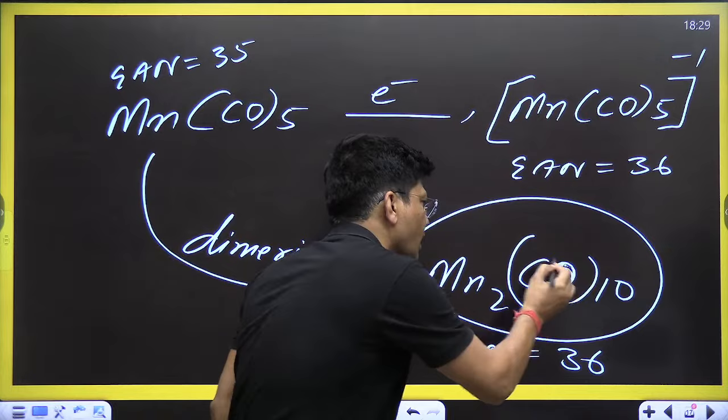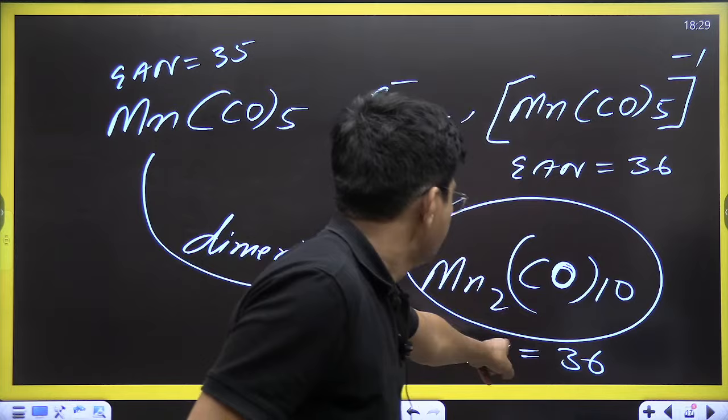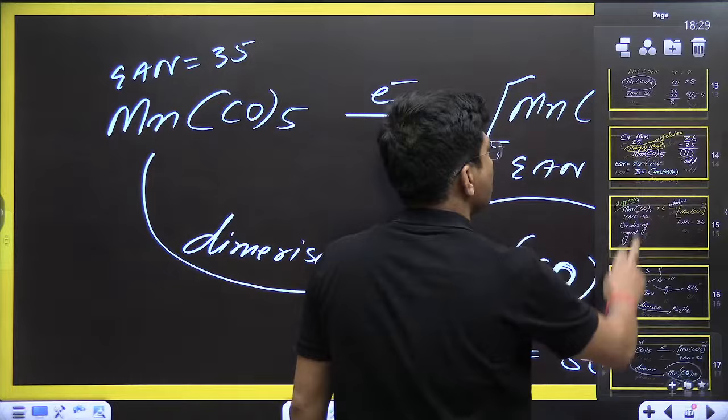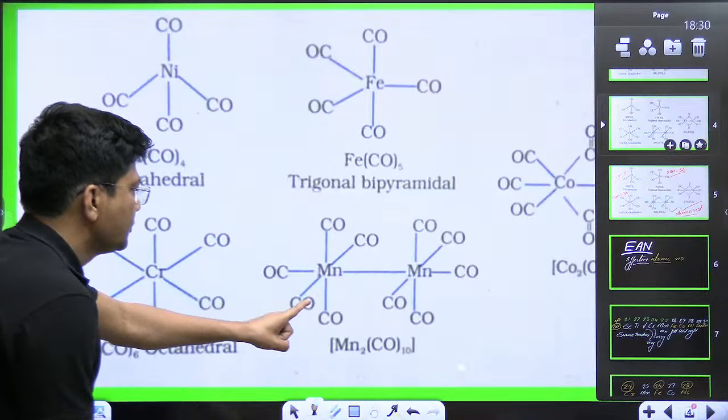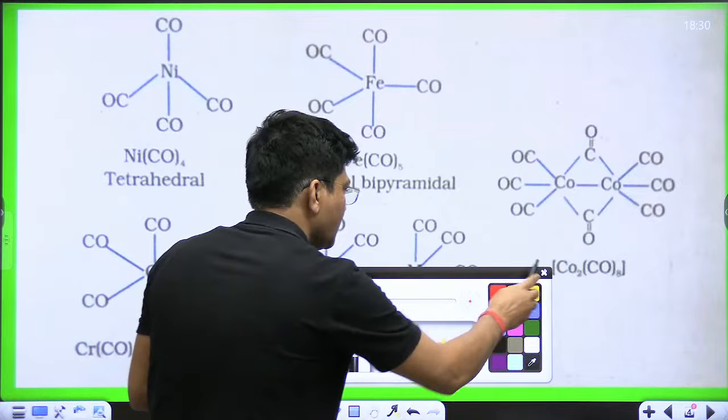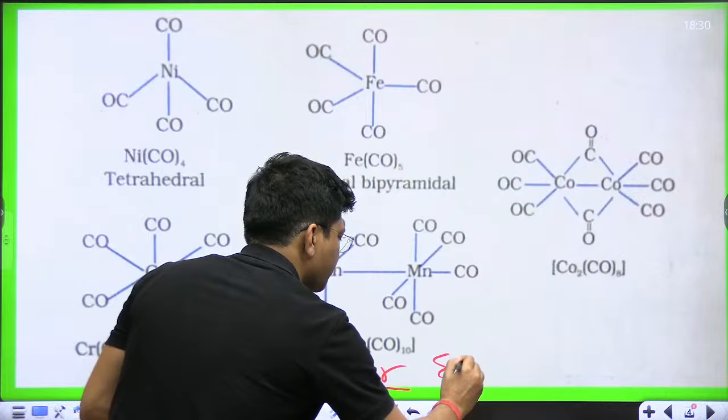Both are capital letters. How many of you want to know how to find out this dimer's effective atomic number? Now let me show you, kids. If you talk about manganese, just see to it. Manganese, see, it is in dimer form. Can you see, kids? This is in dimer form, because in dimer form its effective atomic number is 36.